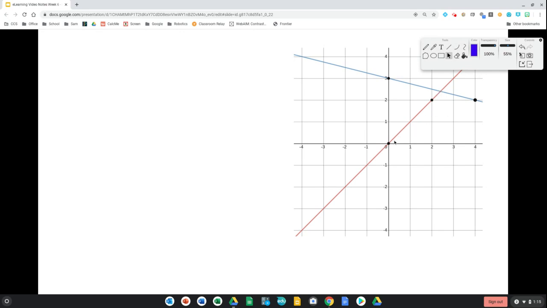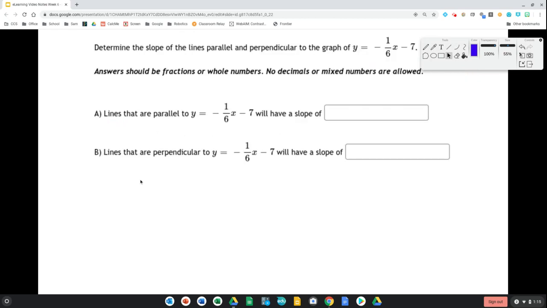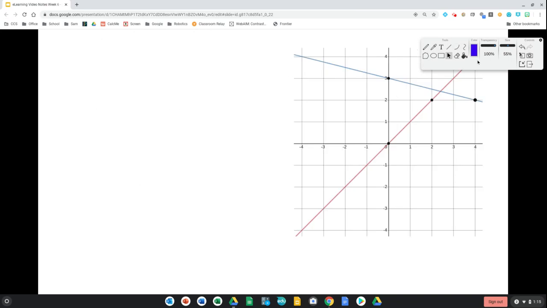When we look at these slopes, the red line this time has a slope of 2 over 2, which is equal to 1. What's the slope of the blue line? The slope of the blue line is going to equal -1 over 4.